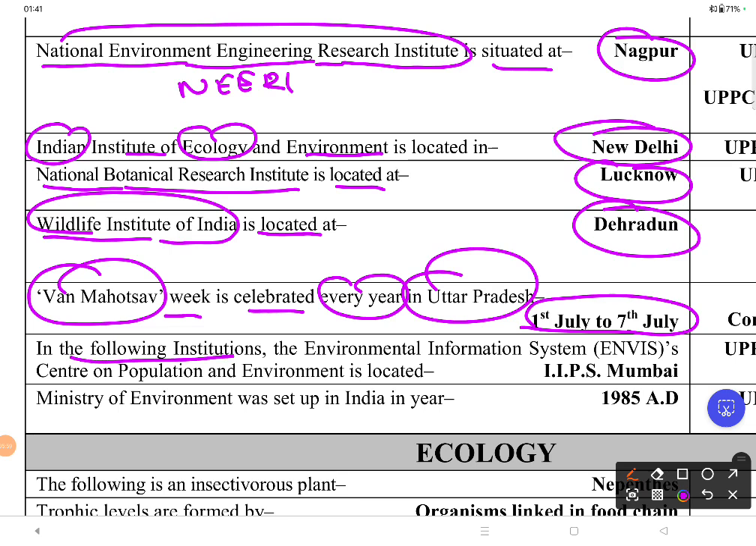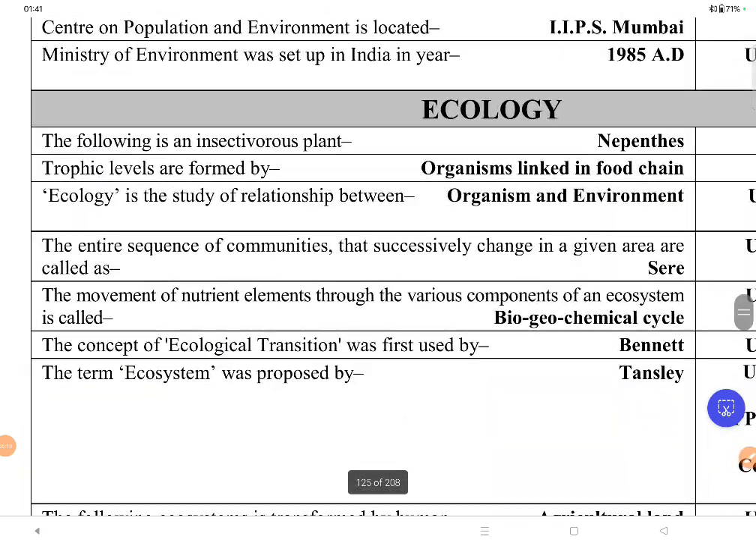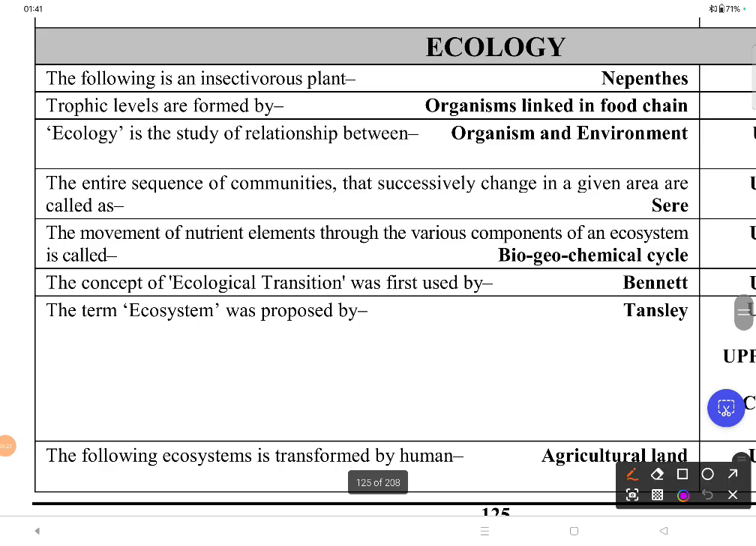The Environment Information System Centre for Population and Environment is located at IIPS Mumbai. The Ministry of Environment was set up in India in 1985. Moving on to the next chapter, that is ecology. The following is an insectivorous plant: Nepenthes.